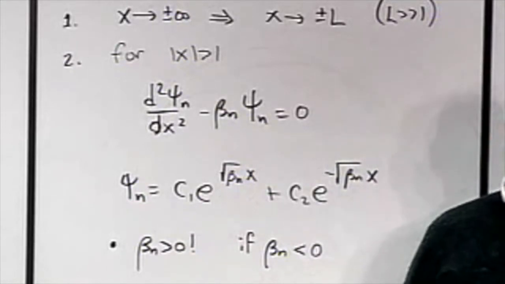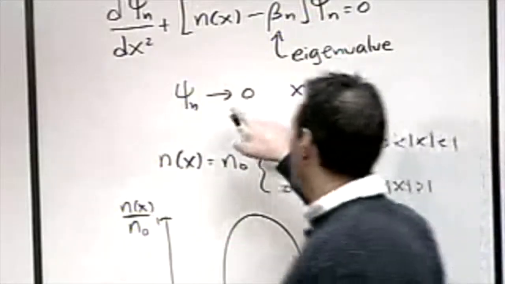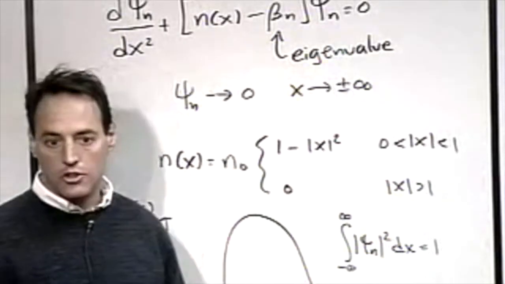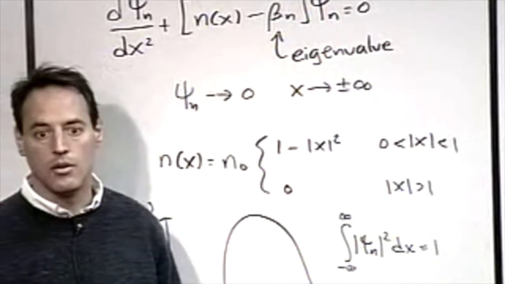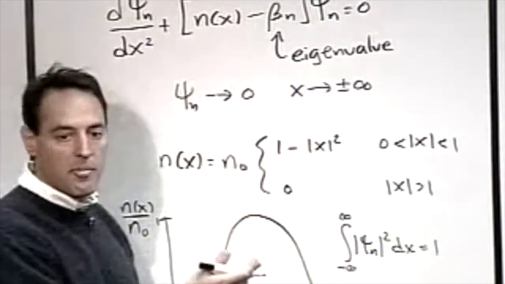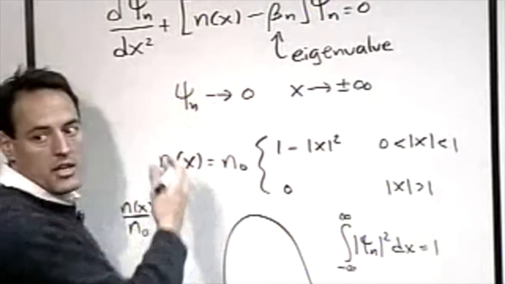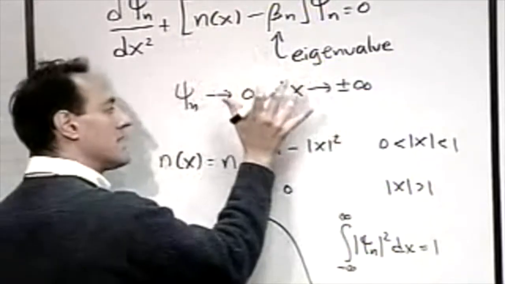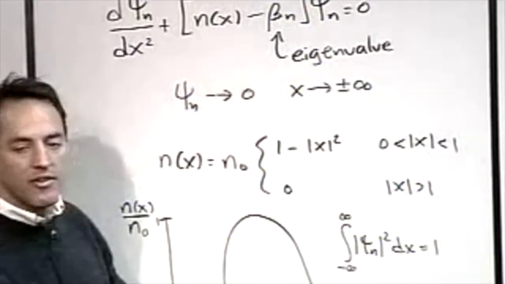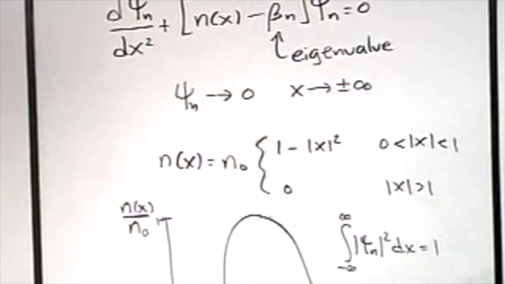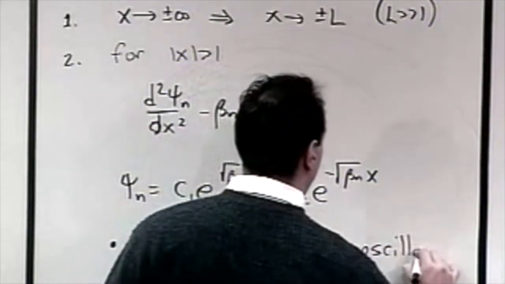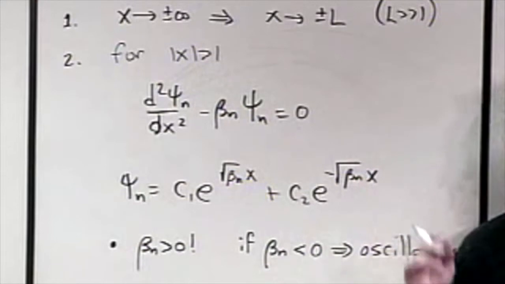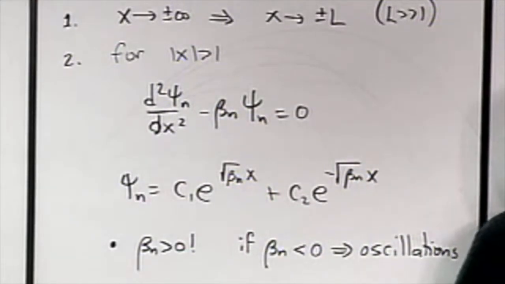Is there any way cosines and sines can ever satisfy that boundary condition? Cosines and sines never go to 0. As you go to infinity, they always oscillate between 1 and negative 1. So if we take a negative beta value, it does not satisfy this boundary condition. We rule them out. We are looking for specific solutions that satisfy this boundary condition. Beta of n being negative gives you oscillations, and they don't satisfy the boundary conditions, so we disregard them. So we know that beta of n is positive.